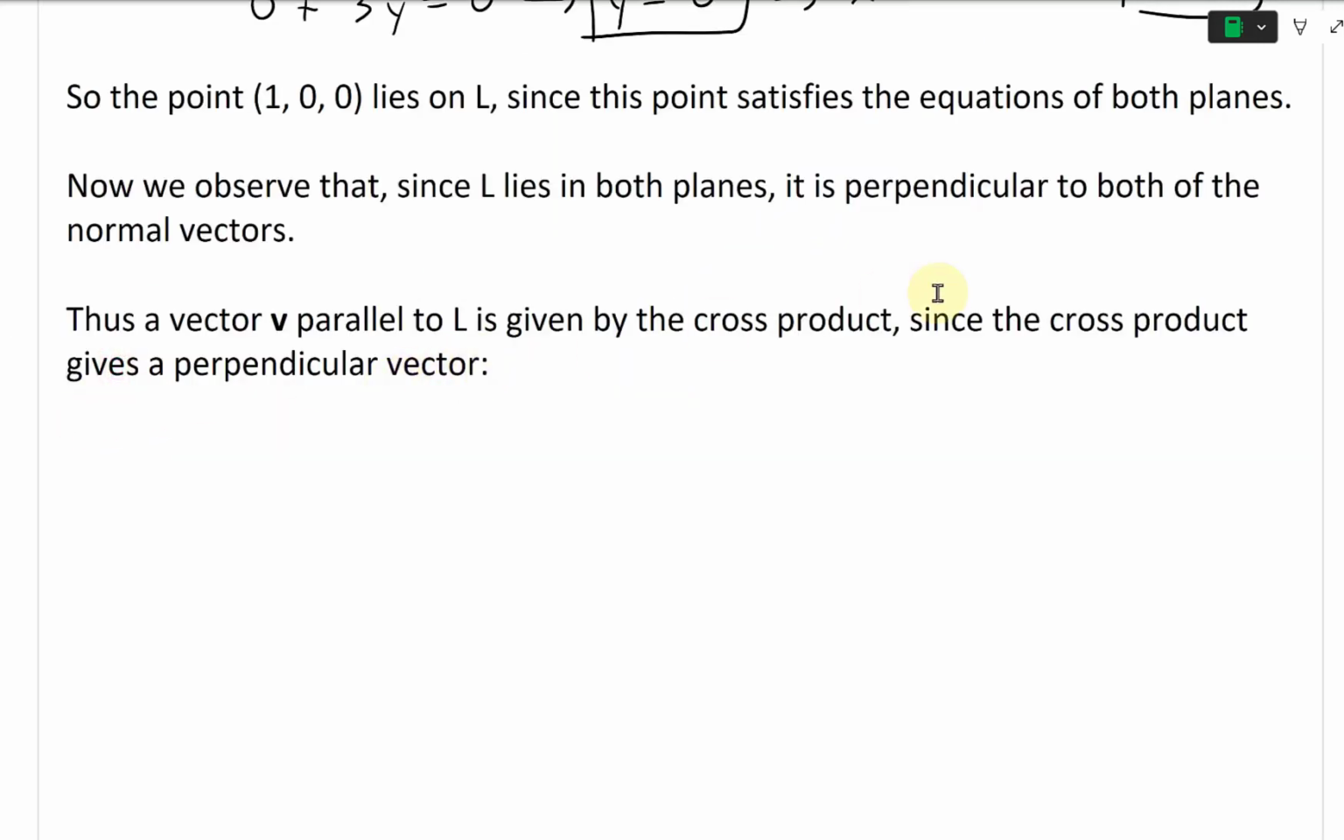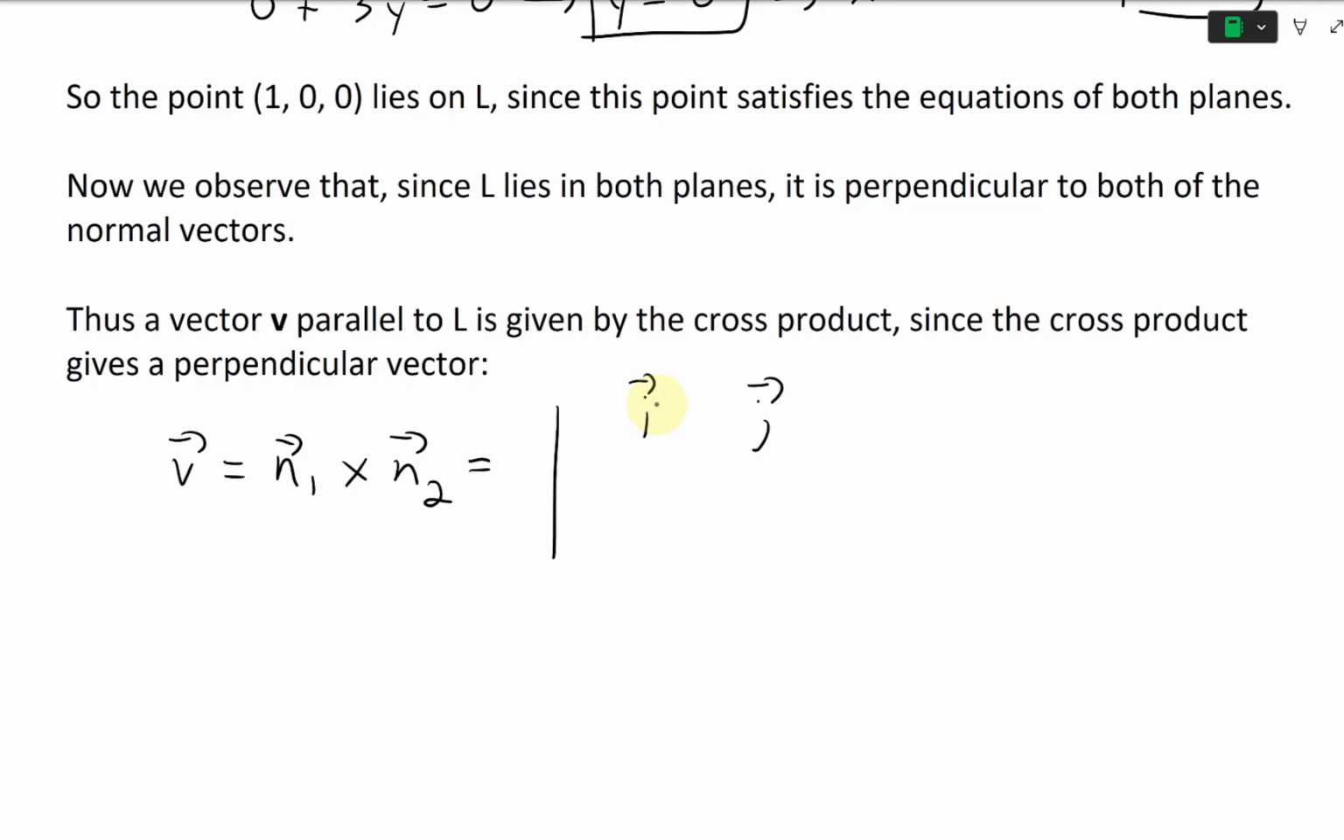And yeah, so we could just do the cross product of that. So then the vector v, the direction vector of the line L, is going to equal the cross product n1 cross n2 vectors. And the cross product gives a vector perpendicular to these vectors that are perpendicular to their respective planes. This equals, as always, i, j, k.